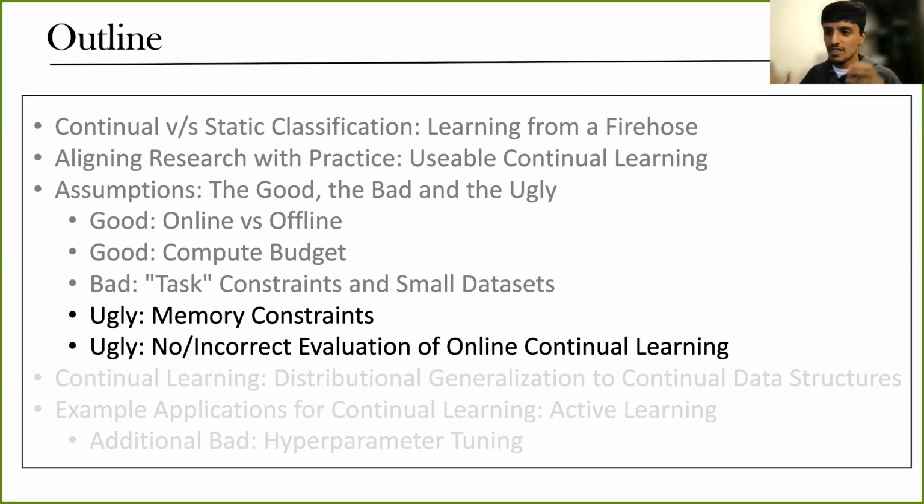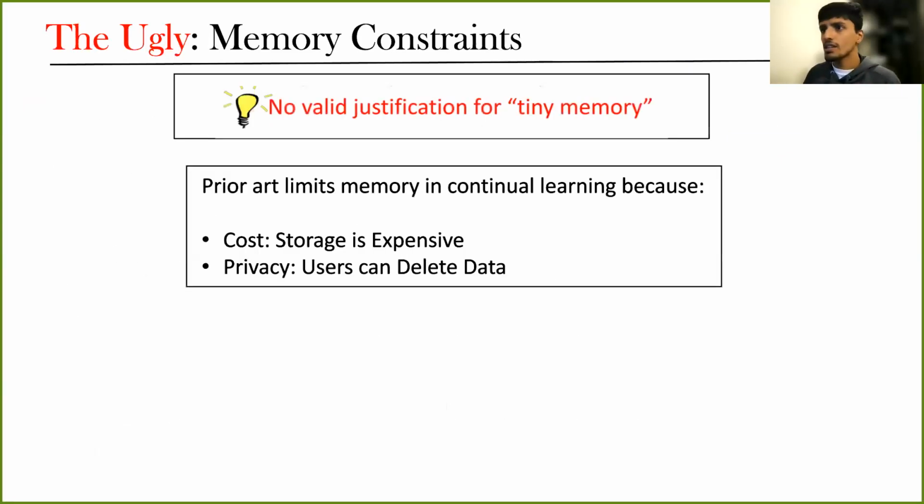And these assumptions are really bad. Firstly, let's go to memory constraints. A large fraction of continual learning works in the literature constrain the memory size of past data. But there is no valid justification for this tiny memory. We shall explore this in detail. Why do they justify this memory limitation? They primarily give two reasons.